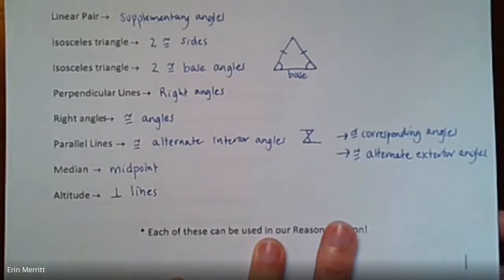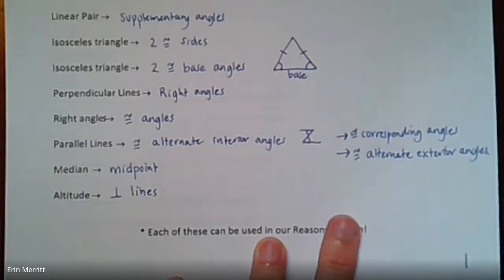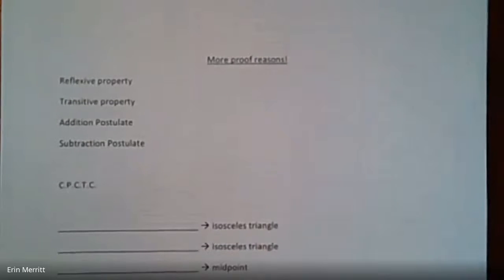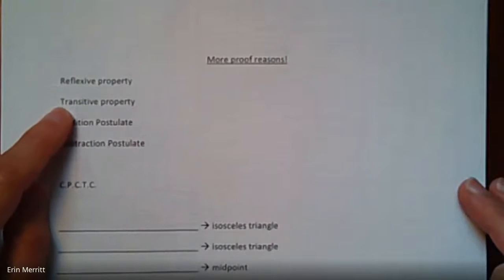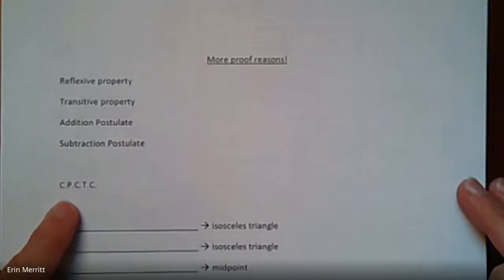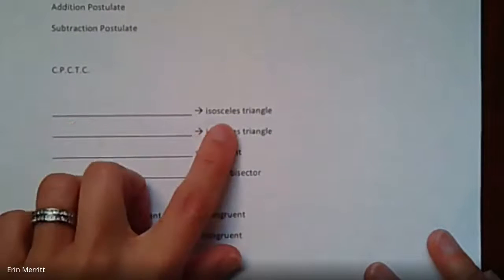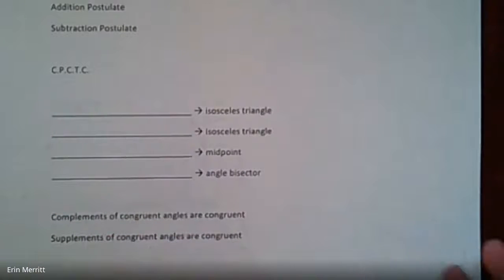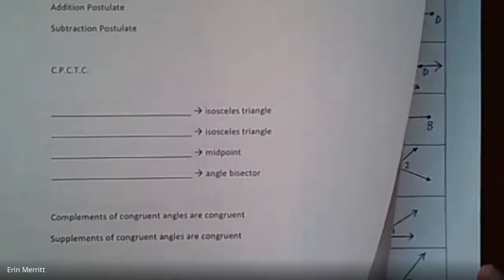Now on the back, there's a couple more. We're not going to go over all of them this moment, but this sheet is going to be super important. So some other things that we'll see over the next few days are the reflexive property, transitive property, addition postulate, and subtraction postulate. We'll talk later in the unit about CPCTC, and then we'll come back to this to fill in what tells us that we have an isosceles triangle and so on. All right. So this page is something that we'll see again later.